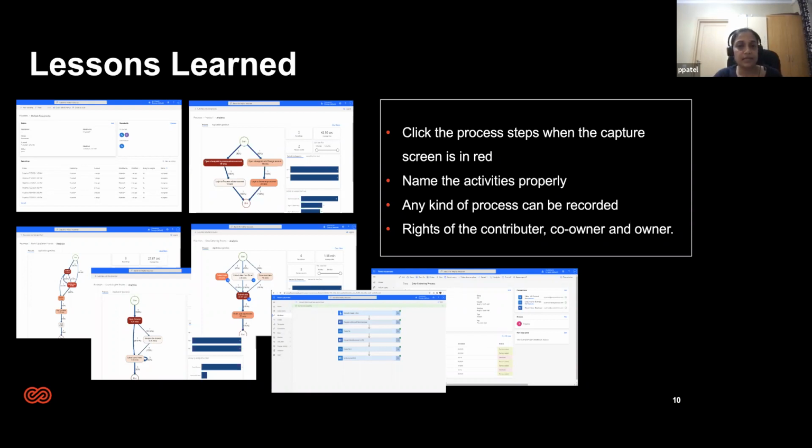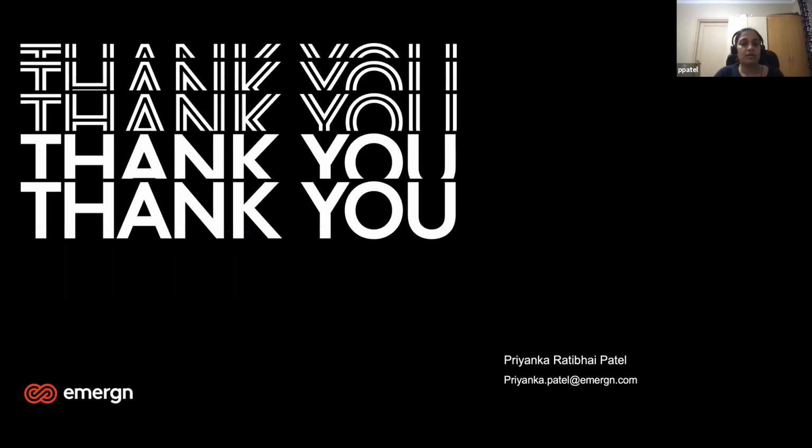And next are the rights of a contributor, co-owner and owner. Co-owner and owner can do the same things, but the contributor can only add recordings and cannot see other recordings of any process. If someone else is recording, as a contributor I cannot see that, and I can only see my own recordings. That is it. So this is all about process advisor, and thank you so much.